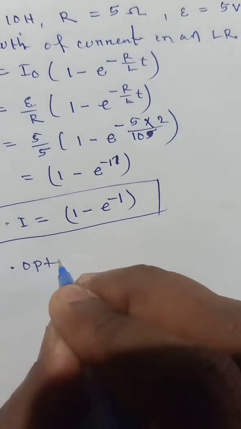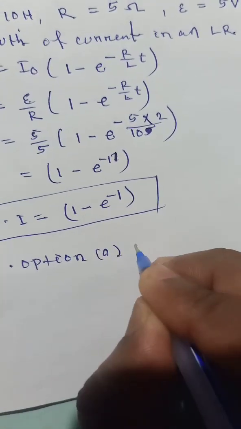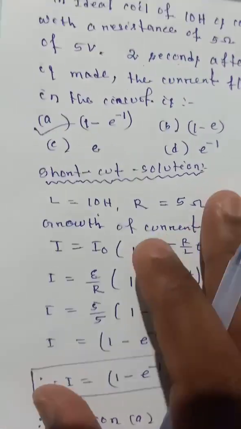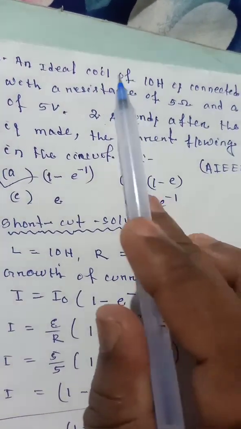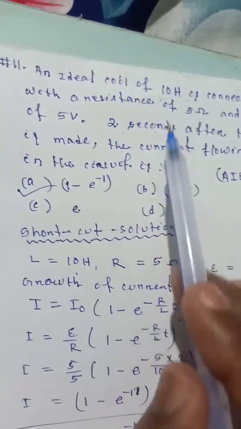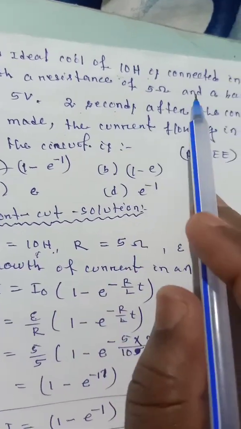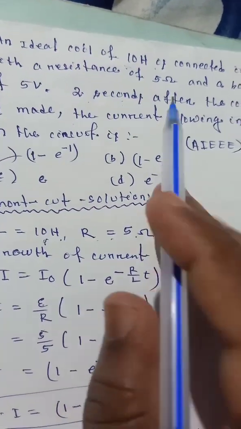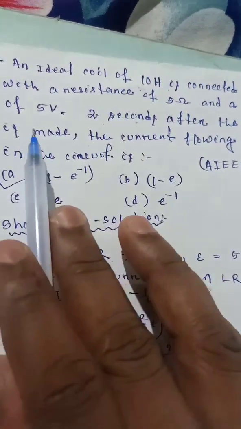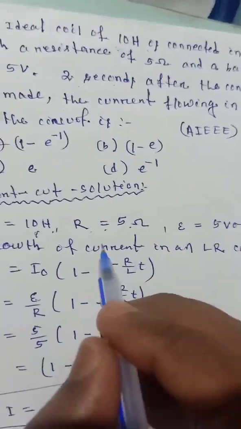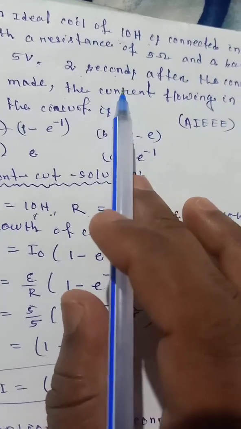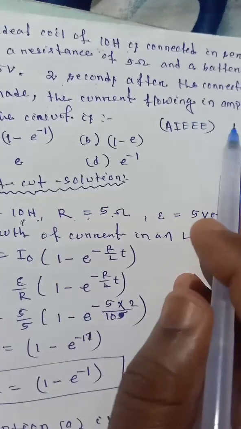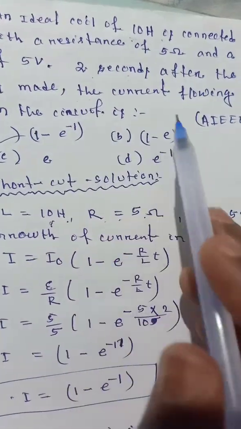Therefore option A is correct. Okay, so the question is very easy. The inductor L is 10 Henry, connected in series with a resistance R of 5 ohm and a battery of 5 volt, so epsilon equals 5 volt. And 2 seconds after the connection is made, the current flowing in ampere in the circuit is how much?